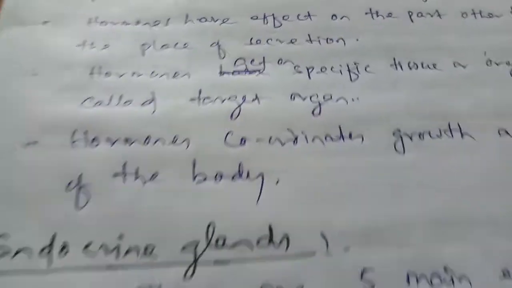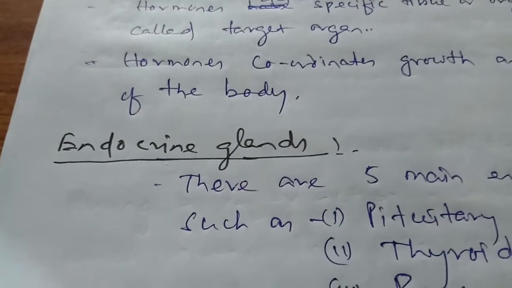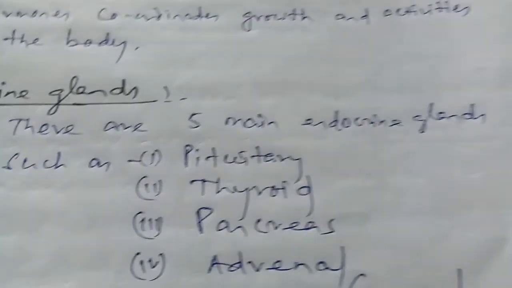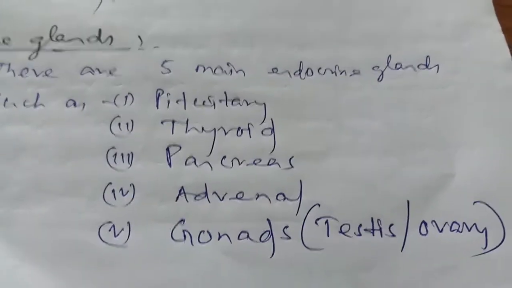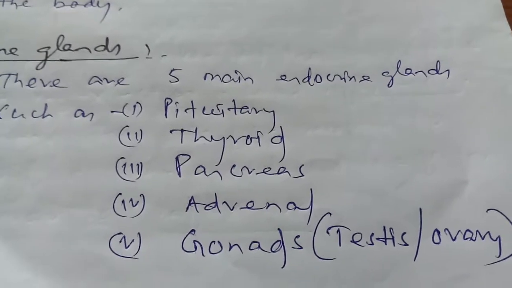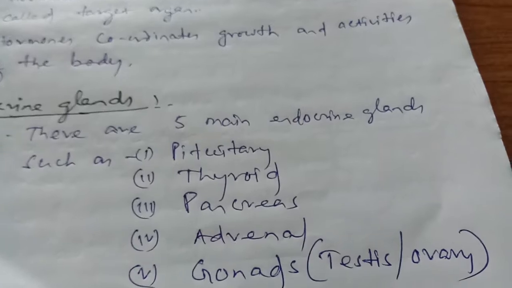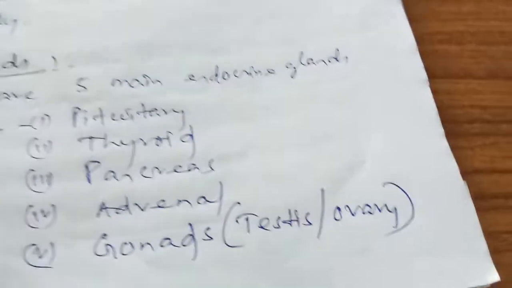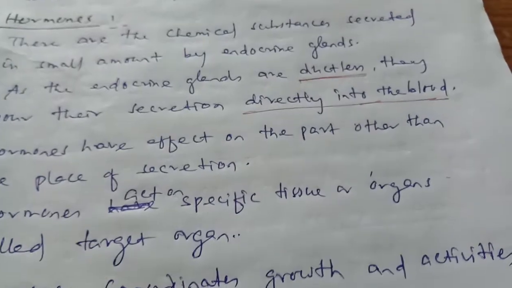Let us understand which glands produce various types of hormones. Those are endocrine glands. There are 5 main endocrine glands present in our body, such as pituitary, thyroid, pancreas, adrenal and gonads, testes in male and ovary in female. Let us understand the function of each one of the endocrine glands.